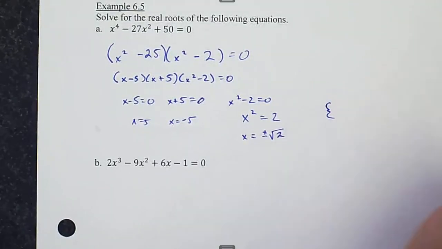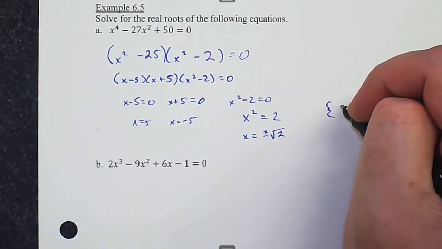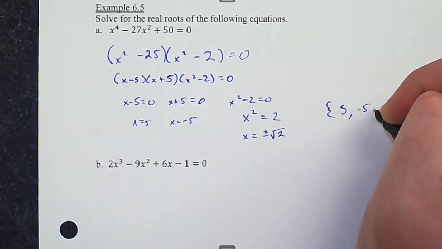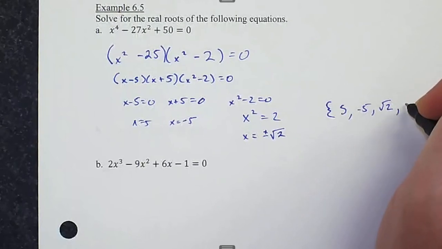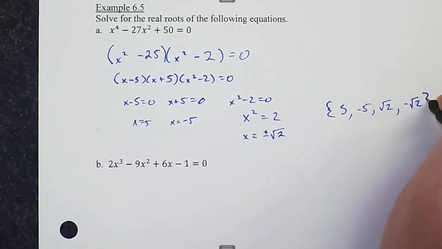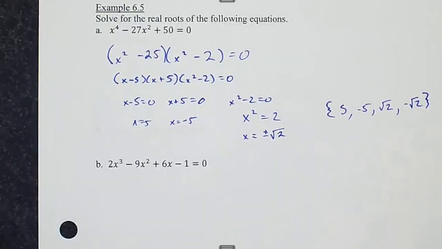So the solutions to this equation, or roots if you like to be formal, are 5, -5, the square root of 2, and negative the square root of 2. The very first thing to check is quadratic form. Or, we could use some other special case. It could be a difference of 2 squares or something.